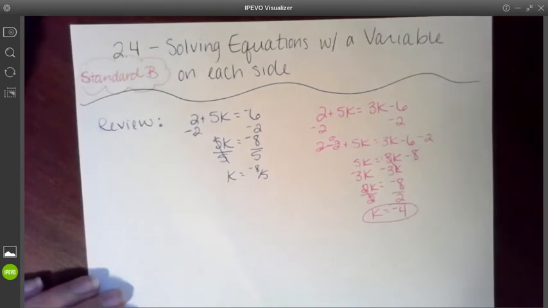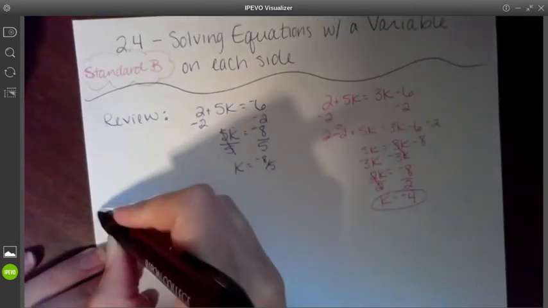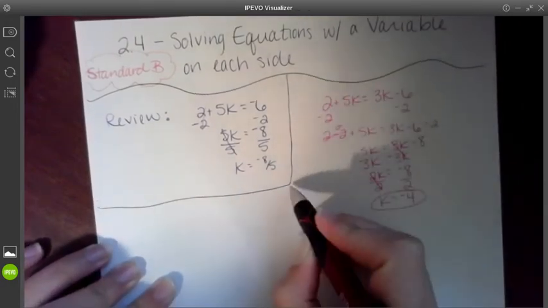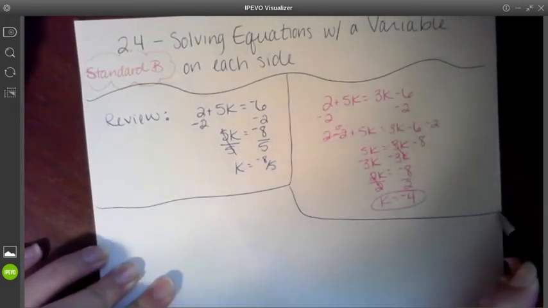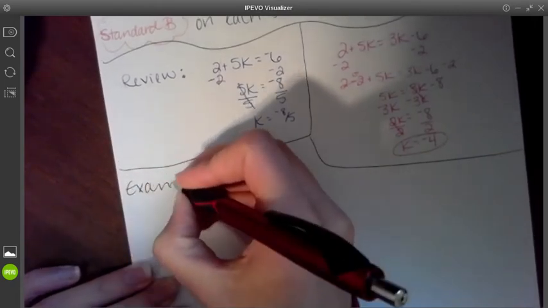Let's just do another example. All right, I'm gonna section these off because I go crazy with them. All right, so an example.